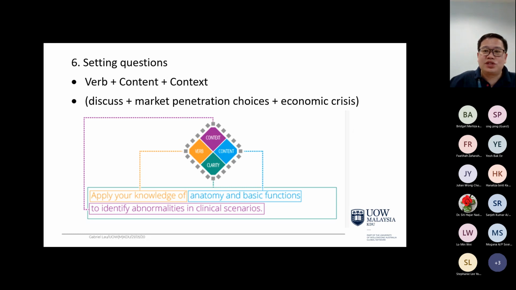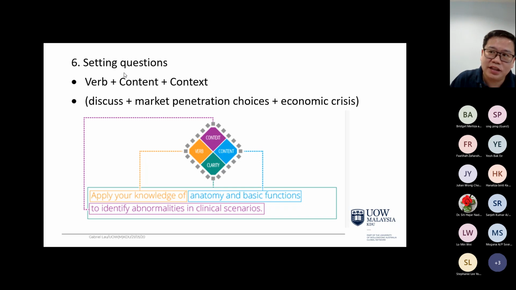Now, when you set an exam question, do this. I think this is something which, for all exam questions, regardless of online or not online, you should use. Verb, content, and context. I always practice this also. So you always start with the verb. What are you going to do? Explain, discuss. Then the content. What is the content? Market penetration choices.